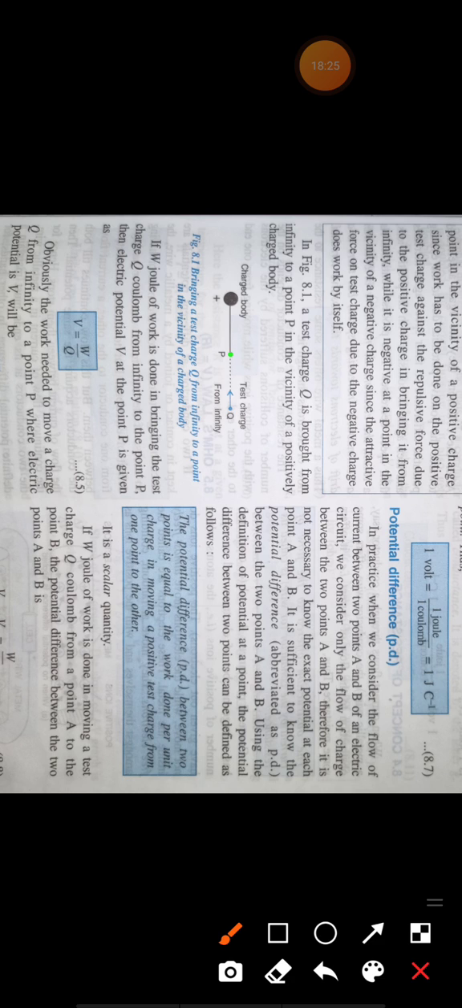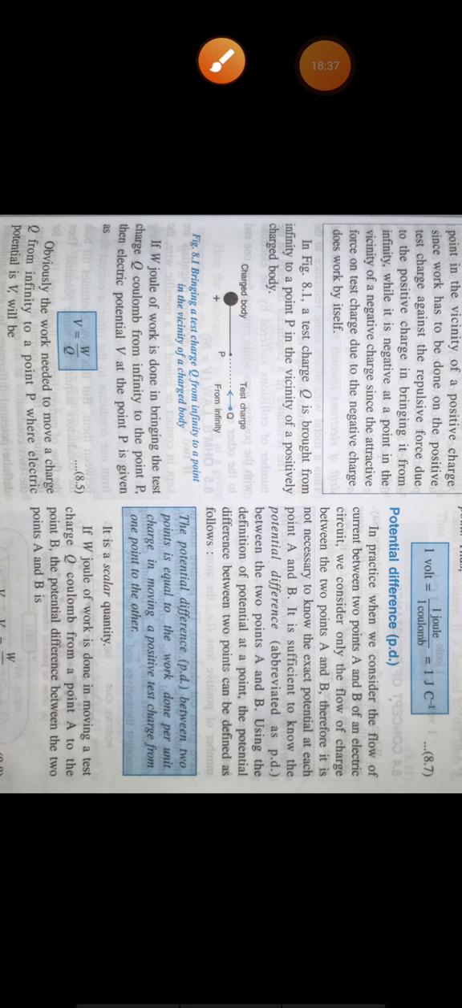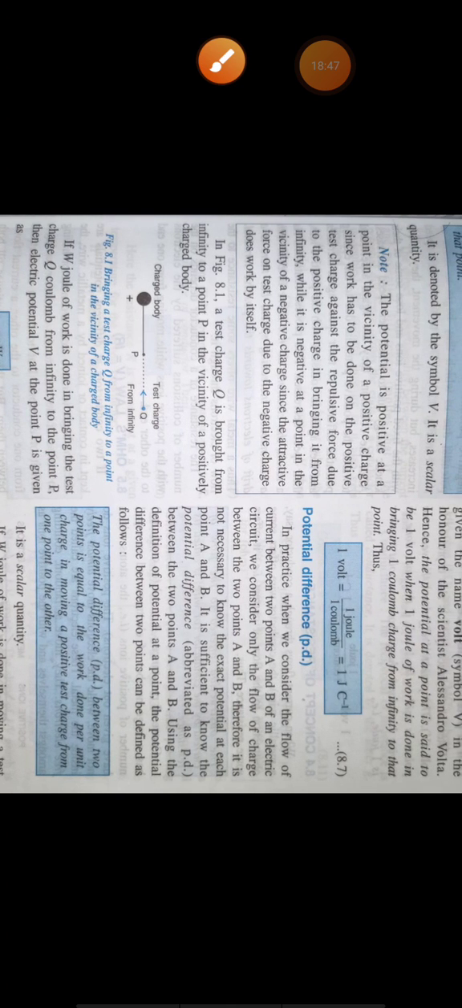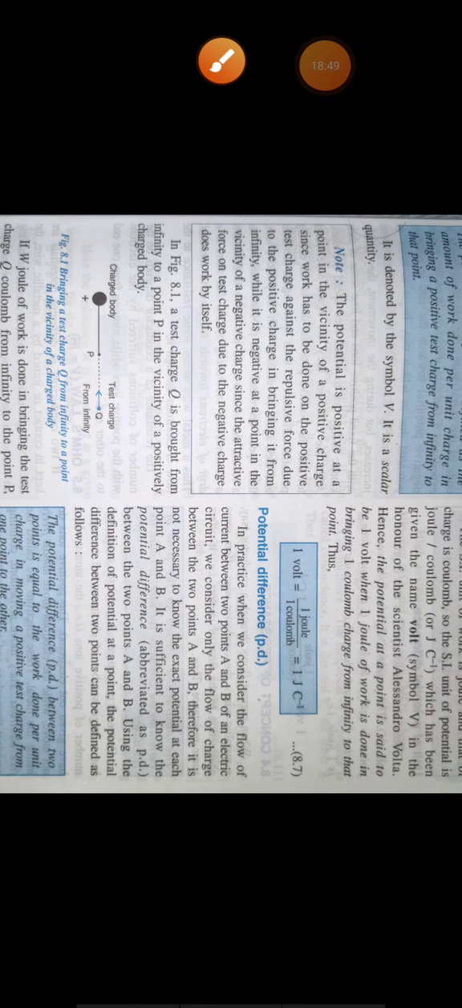It is called the electrostatic potential. And the potential difference, which I have explained, between 2 points is equal to the work done per unit charge in moving a positive test charge from one point to another. So potential difference is also defined as work done by charge, and electrostatic potential is also work done by charge, the same. And the unit of potential is volt.